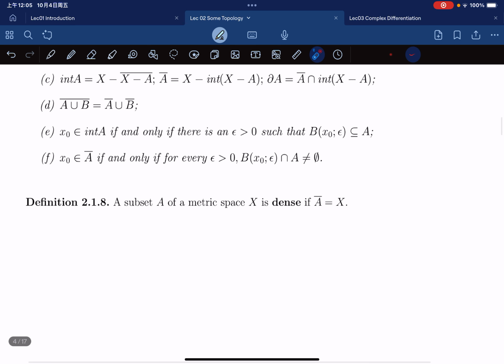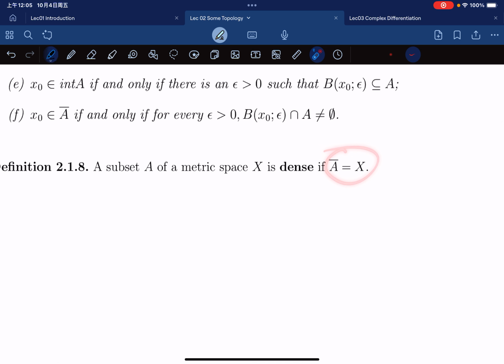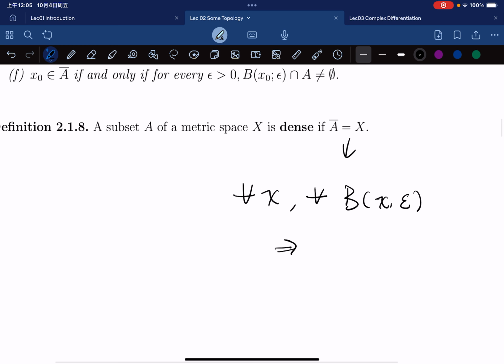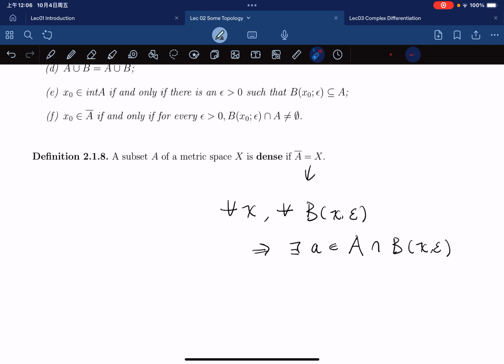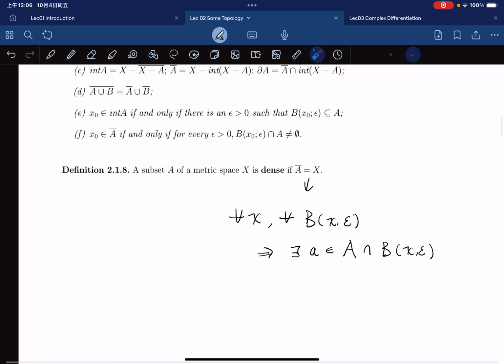But anyway, a subset is dense if its closure is equal to the entire space. So what we have here is that for any x and for any ball around x, there exists a point that is in A and it's also in the ball, right? This is the key characterization of density, right?